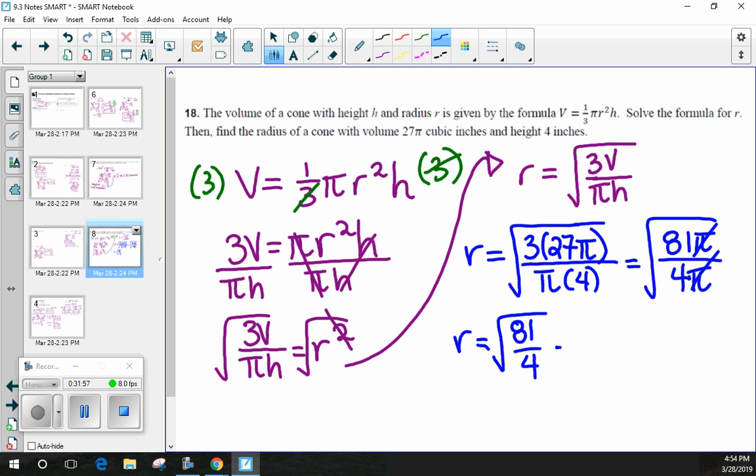Luckily, those are both perfect squares, and I can evaluate that square root completely and bring it down to 9 over 2. And again, I'm ignoring the negative root here because in the context of a real situation like this, where the number is going to represent a dimension, a length, a width, some sort of measurement, negatives are not going to make sense for that here. So we're going to stick with just a positive root, which would be 9 over 2, or in other words, 4.5 inches. And there's your radius.